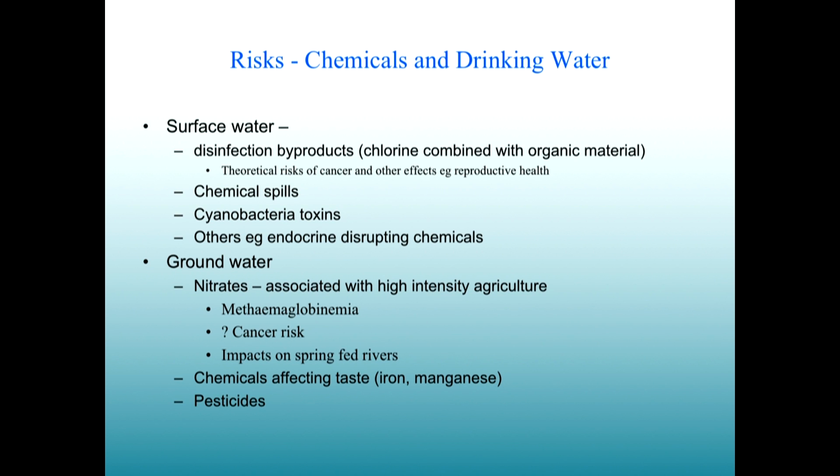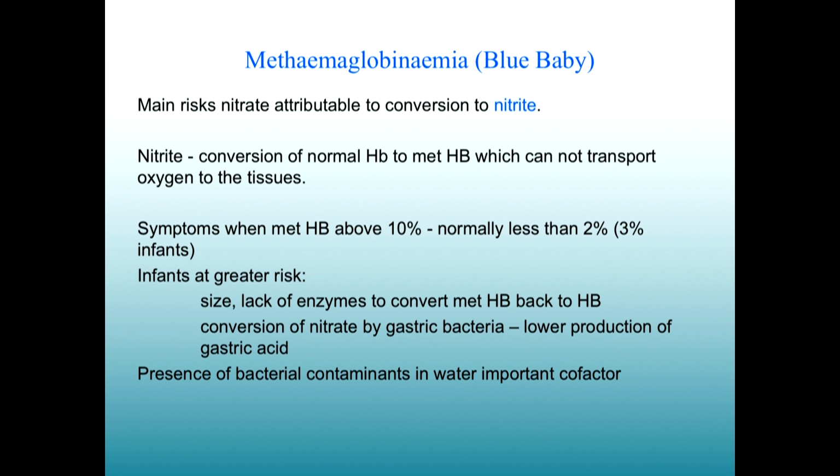Murray has talked a lot about the risks from chemicals, so I don't really wish to go into that in any detail. I did think I'd spend a little bit of time talking about methemoglobinemia, because that's, I think, probably one of the most relevant things to consider in relation to the nitrates issue. So the main risks with nitrate are actually attributable to the conversion of nitrate to something called nitrite. And nitrites are able to convert normal hemoglobin, which is used to carry oxygen in the blood, to something called methemoglobin, which is unable to carry oxygen.